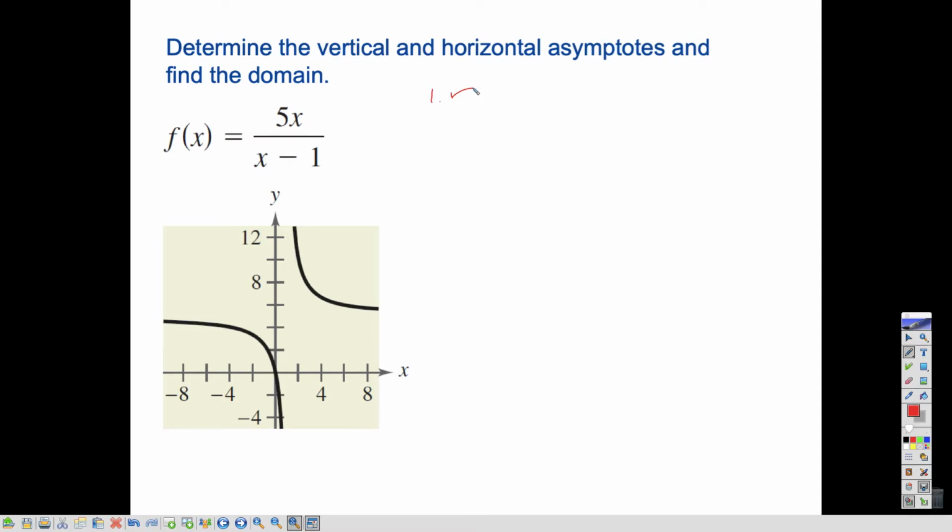And I always just write "simp" on my paper, and I'll put a check, so I know I did it. What's simp stand for? Simplify. Okay? And then I'll do the x-intercepts and the y-intercepts.